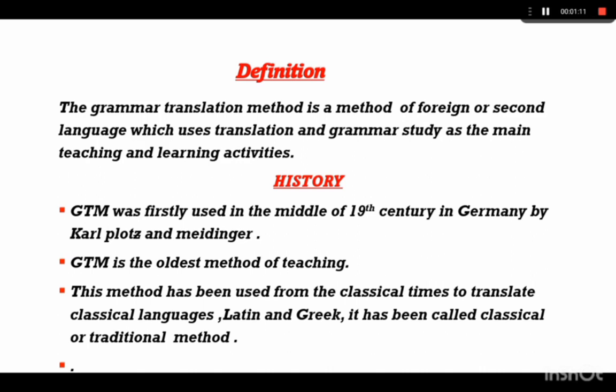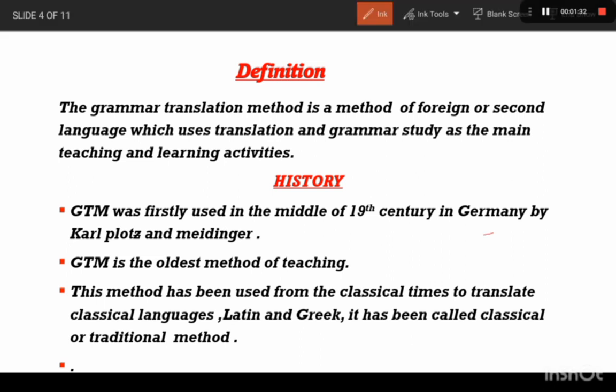Now we look at the definition. The grammar translation method is the method of foreign or second language teaching which uses translation and grammar study as the main teaching and learning activity. Grammar translation method is the method of learning a foreign language using the grammar rules of the mother tongue.